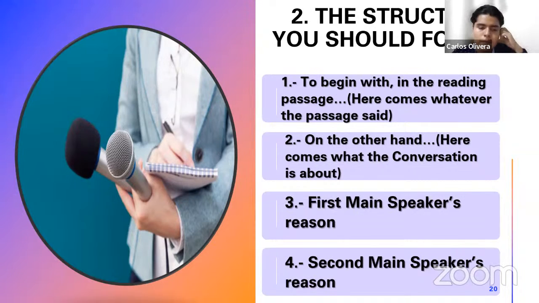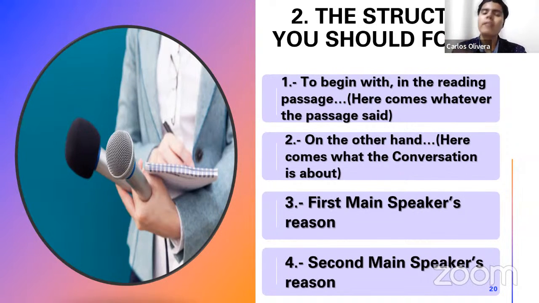It's very simple. As I say, it's starting with a first step to begin with in the reading passage, and you summarize the reading passage, right? We have seen that the university wants to do this and that. On the other hand, we listen to two students discussing this. One of them believes it's a bad idea because, and you start right with the third step, because he considers that, and when you finalize, fourth step, secondly, he also considers that, right?